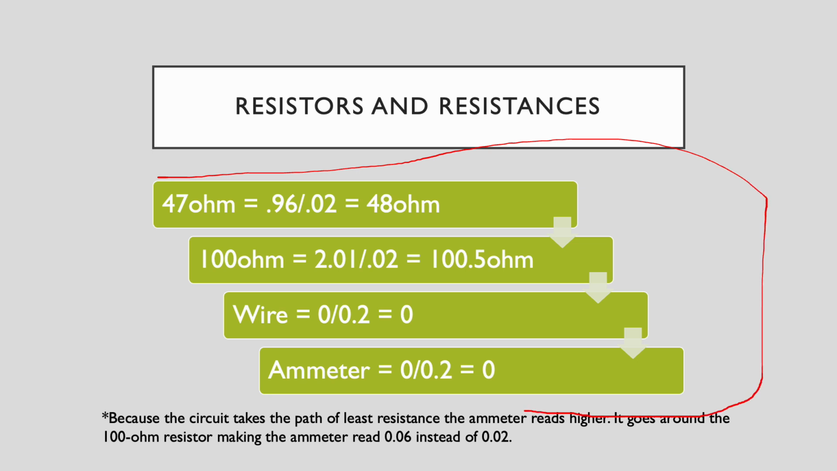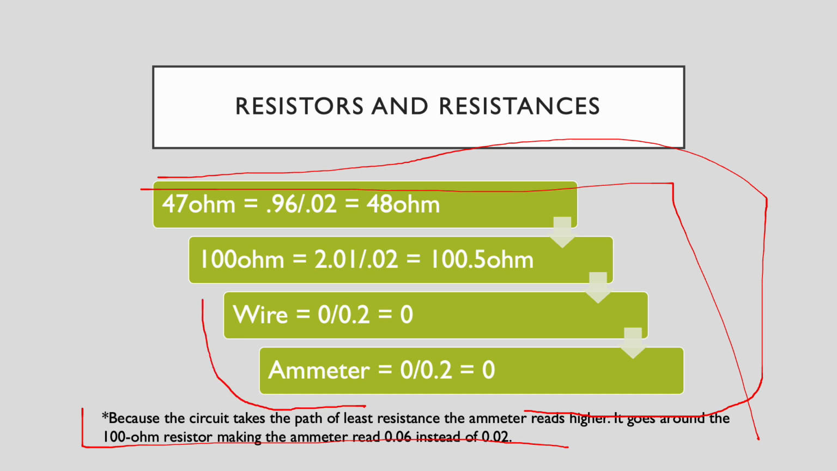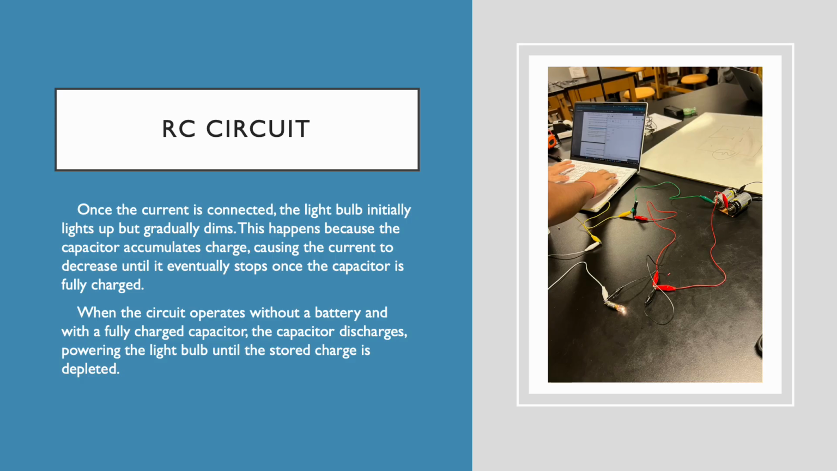So here are the calculations between the resistors and the resistance that they end up creating. As you can see, they come out to about 48 and 100 ohms, which is what they truly are. And then you can see that with the wire and the ammeter, because the current is open, they're equal to 0. And a footnote at the bottom is that because the current takes the path of least resistance, it goes around the higher 100 ohm resistor, and it reads 0.06 instead of 0.02.